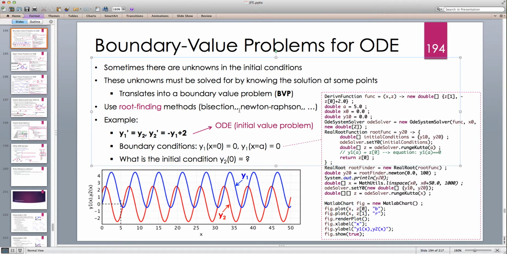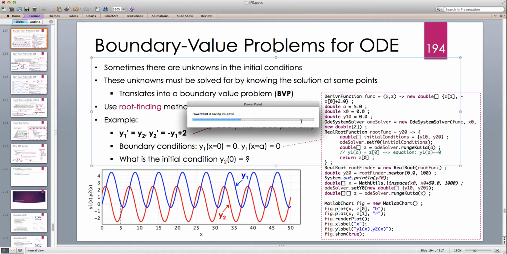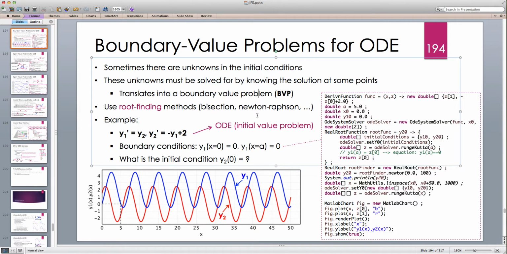So basically we're going to solve the ODE anyway, but we're going to define it such that the initial condition that we do not know becomes the root of a root finding problem, which combines with our ODE solver. So here's an example that clarifies all these points.